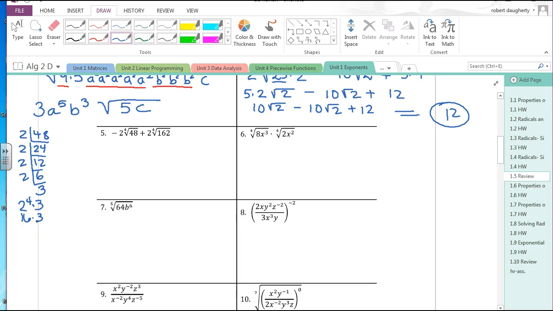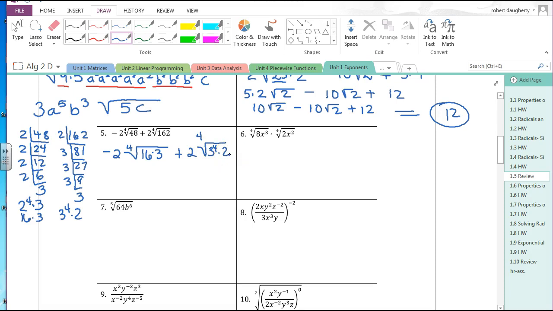And then 162, if I look at 162, if I divide it by 2, I get 81. Divide by 3, I get 27. Divide by 3, I get 9. Divide by 3, I get 3. So there are 4 3's. This is 3 to the 4th times 2. So again, I'm trying to organize as powers of 4. So this is negative 2, and then I'm taking the fourth root of 16 times 3 plus 2 times the fourth root of 3 to the 4th times 2, or 81 times 2.